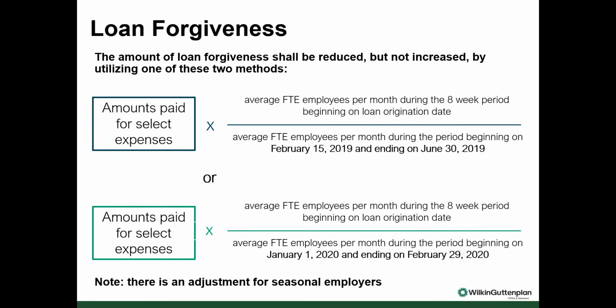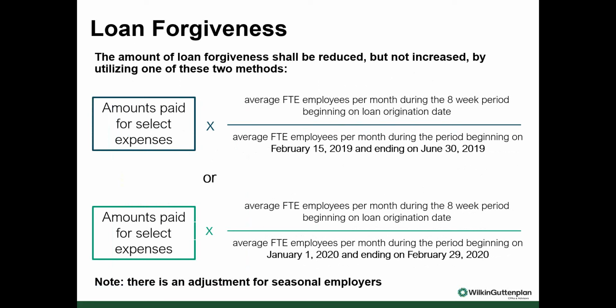But there's also provisions that they've put in to require you maintain the headcount that you had before and after you obtain these loans, and also for the amount of wages that you're paying everybody. So in terms of headcount, what it says is you have to look at your average full-time equivalent employees per month during the 8-week period beginning on the loan origination date, which is your covered period. That's when you're going to be paying out employees' wages and payroll costs.